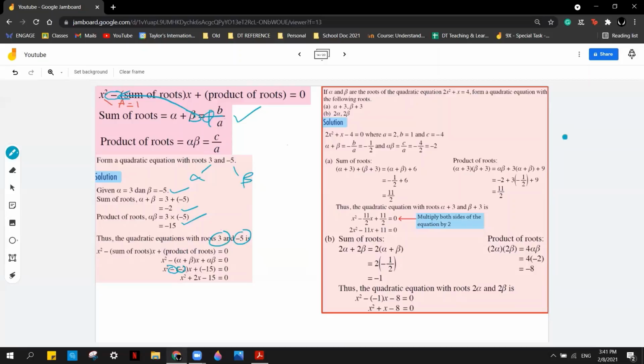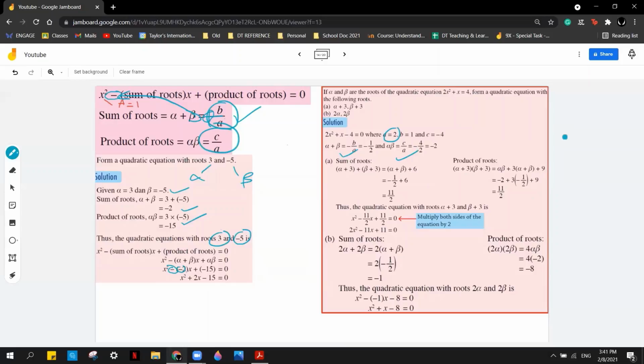Now let's look at this equation. They're asking you, how do you solve this? Again, as I said, make your a equal to, you see here, they write a equals 2. If you use this method, you don't have to make a equal to 1. You just take what it is. Substitute it accordingly for sum of roots and product of roots, and then form your new equation.